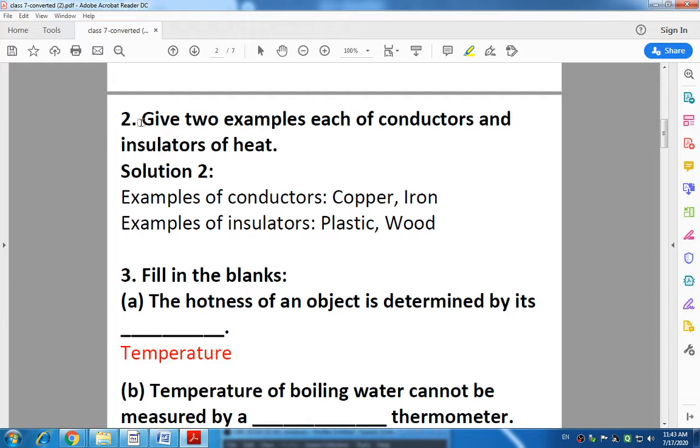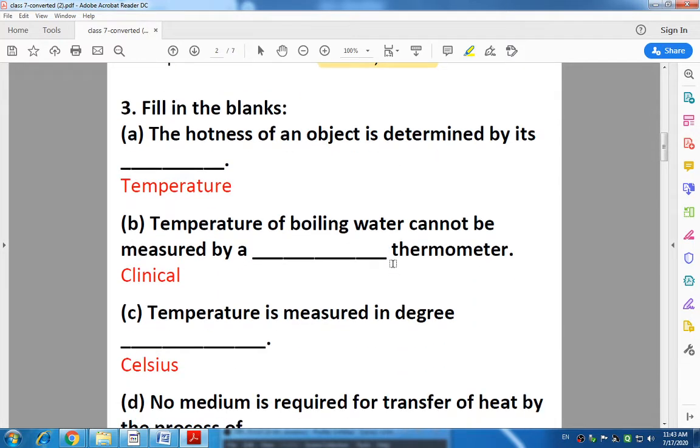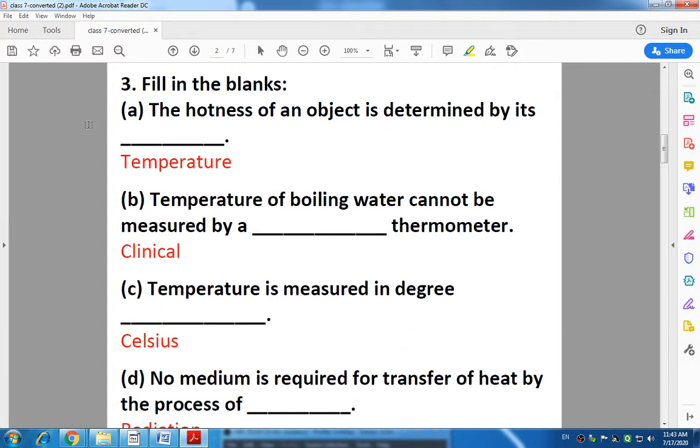Then question number 2: give two examples each of conductors and insulators of heat. Already we have learned about conductors and insulators. Materials that allow heat are conductors, and materials that do not allow heat are insulators. See the examples: conductors are copper and iron, whereas insulators are plastic and wood. Understood? Yes, you can write other examples also.